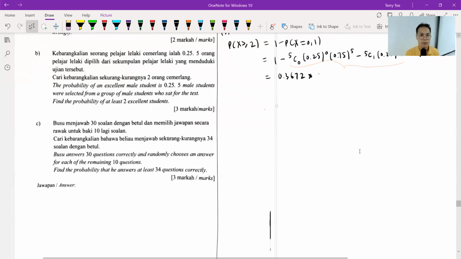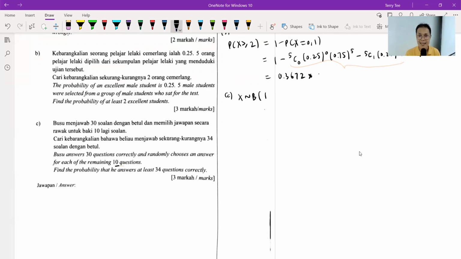Part C. Busu answered 30 questions correctly and randomly chooses answers for the remaining 10. So he already answered 30 correctly, which means he guesses the remaining 10. In this case, it's a binomial, your n is 10. The probability of guessing the correct answer, p, is 0.25, because the probability is still 1 over 4 of choosing the correct answer. So find the probability that he answered at least 34 questions correctly. In order to get 34 questions correctly, he must guess at least 4 questions correctly.